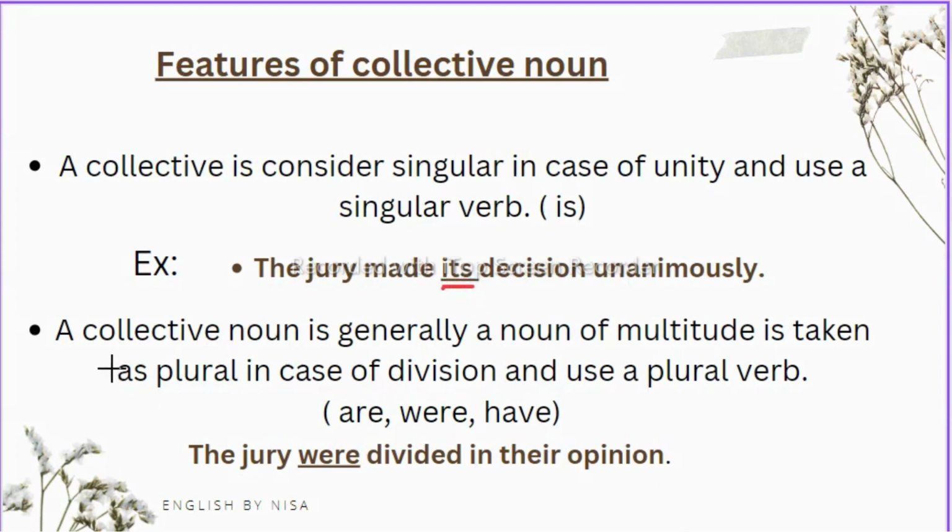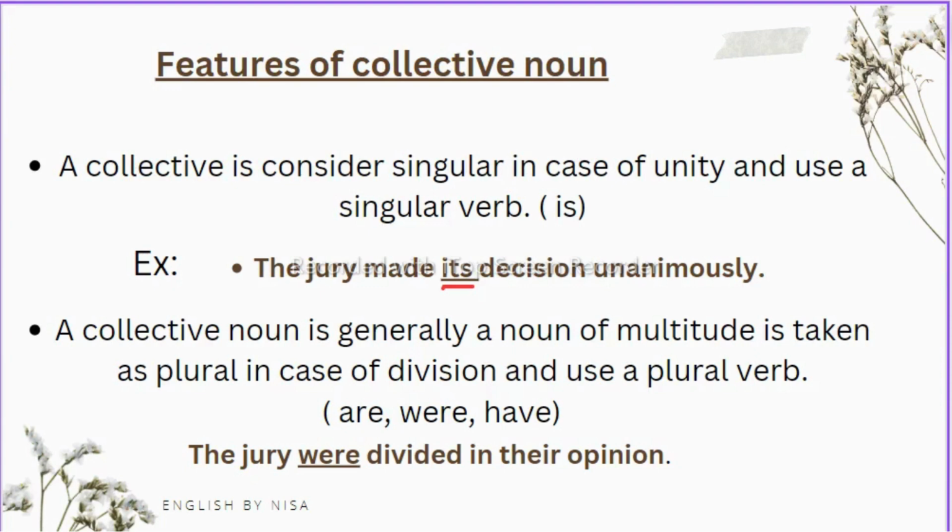The second one is a collective noun, which is generally a noun of multitude. It is taken as plural in case of division, and we use a plural verb with it, like are, were, and have. The example is: the jury were divided in their opinion. So when the collective noun is working together, we take a singular verb, and when they are divided, we take a plural verb. Some other examples: the team has given a very good performance.